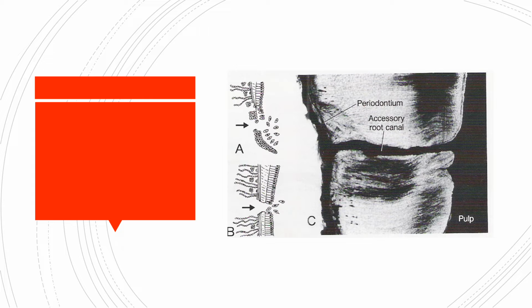This is the accessory root canal, which connects the central canal with the periodontal ligament. Why does it occur? Due to the improper differentiation of the epithelial cells. There will be no differentiation of odontoblasts in this area, so there is no dentin formation, and this leads to the accessory, supplemental, or lateral canal.